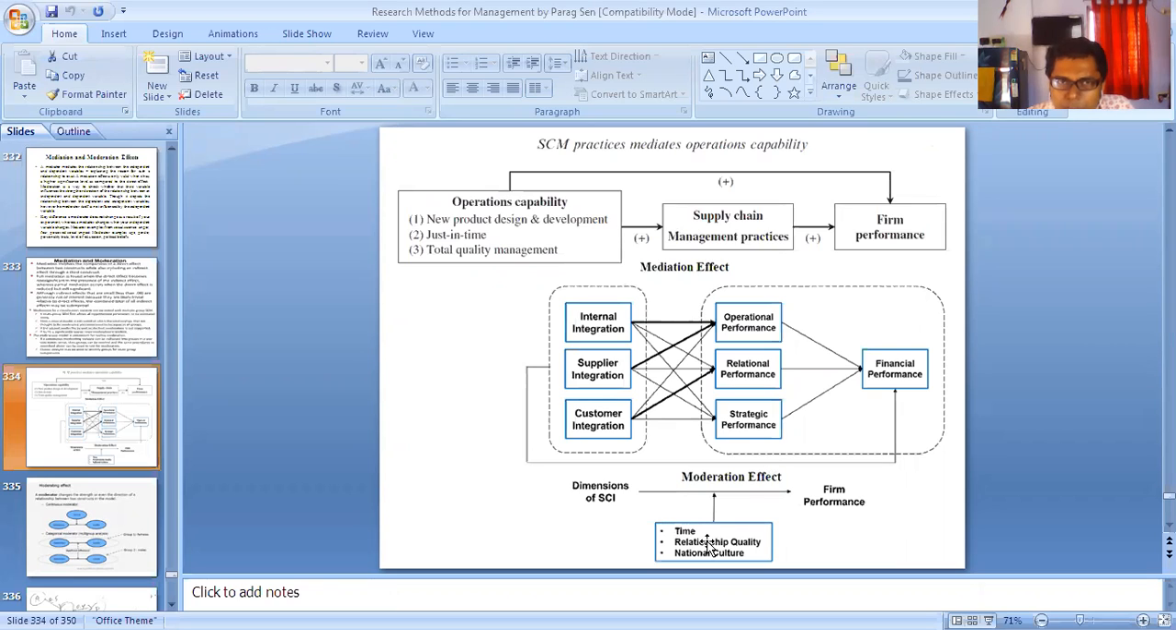Okay. In case of moderation effect, you can see, it is less than 1 minute now, so we can rejoin again. Okay. So in case of moderation effect, you can see that time, relationship quality, national culture, so these things are given, okay, between the dimensions of SCI and firm performance. So this is known as moderation effect, because this relationship is influenced by these factors, okay, or suppose these variables. Okay. But what is the difference between these two things?